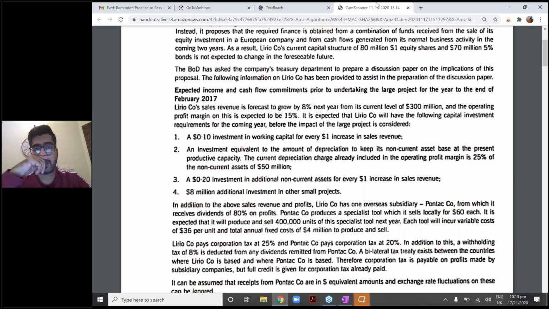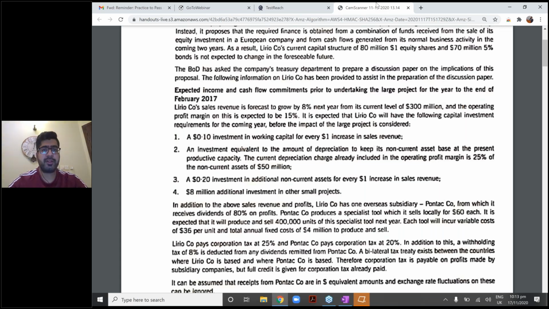Expected income and cash flow commitments prior to undertaking the large project. Lirio's revenue is forecast to grow by 8% from its current level of $300 million, and operating profit margin is expected to be 15%. It is expected that Lirio will have the following capital investment requirements for the coming year before the impact of the large project is considered.